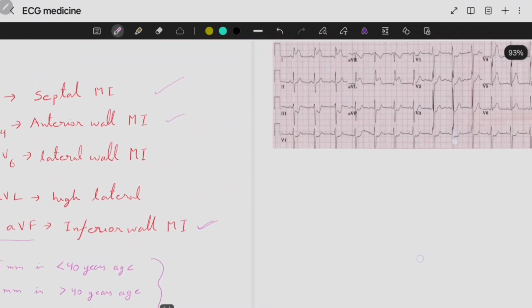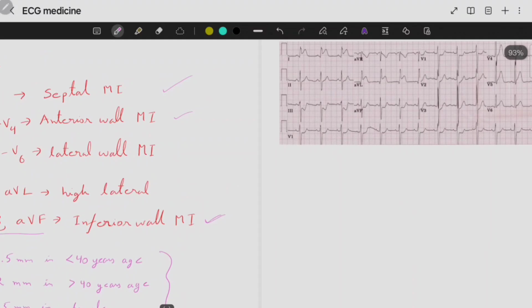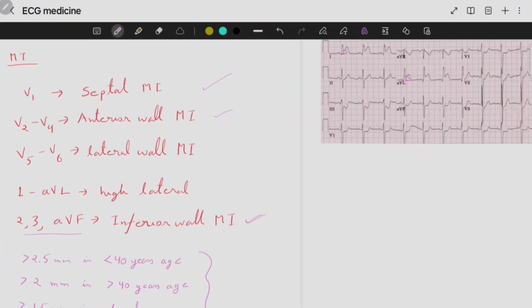Now see this ECG. Here lead 1 is elevated. Okay. Then AVL is elevated. Okay. So 1 is elevated, AVL is elevated. Means it is high lateral wall MI. Okay.